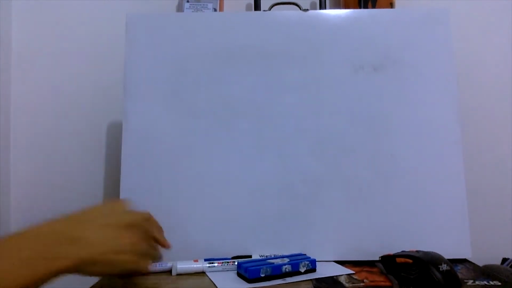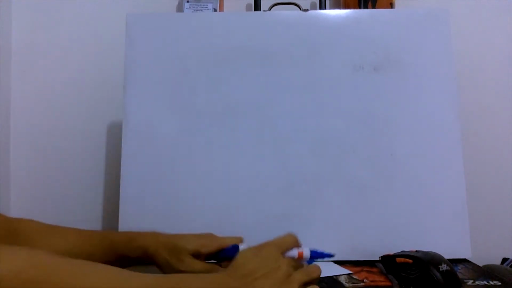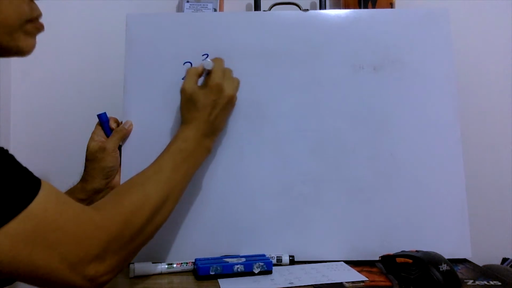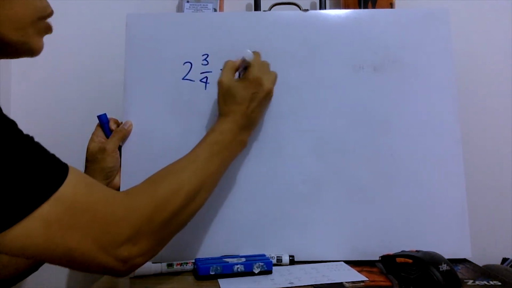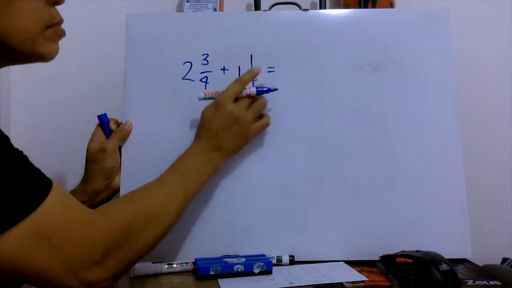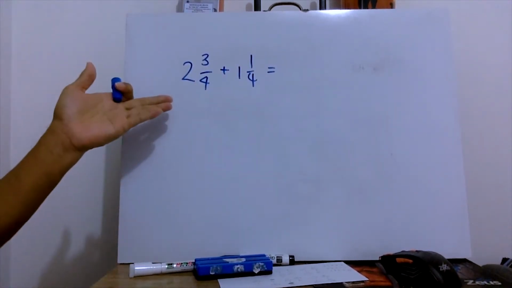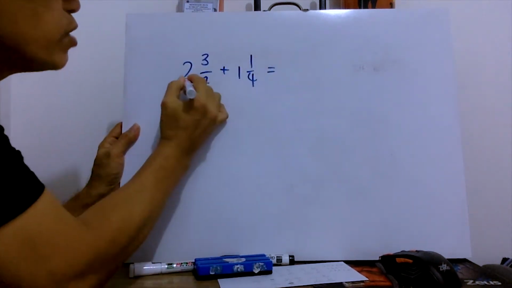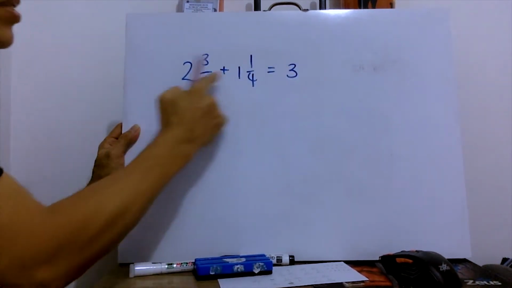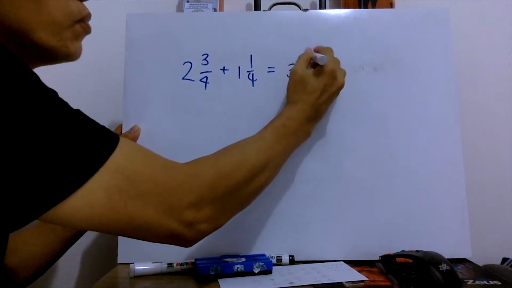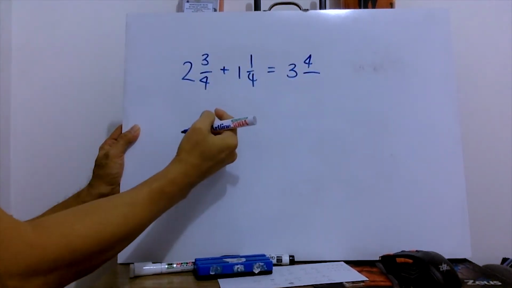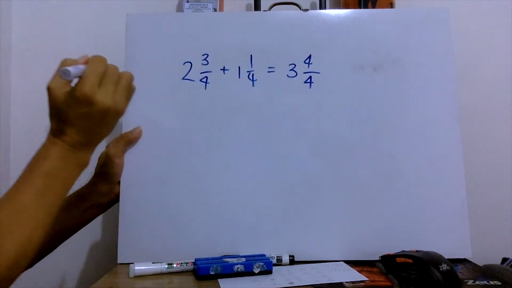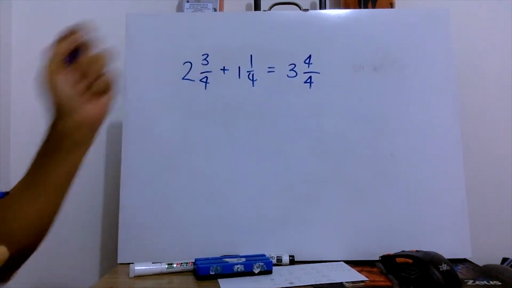How do we add mixed fractions? 2 and 3/4 plus 1 and 1/4. Notice that they are like fractions. So we just add the whole numbers, 3. We add the numerators, that's 4. And we don't add the denominators, we copy. So that's 4 also. So the answer there is 3 and 4 over 4.